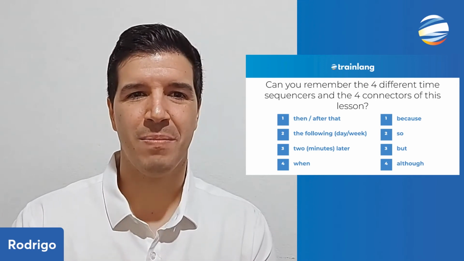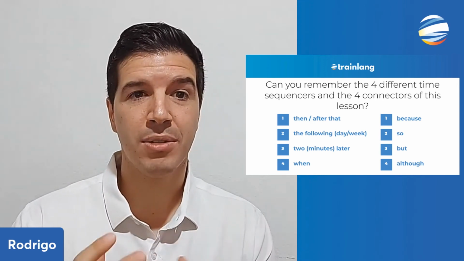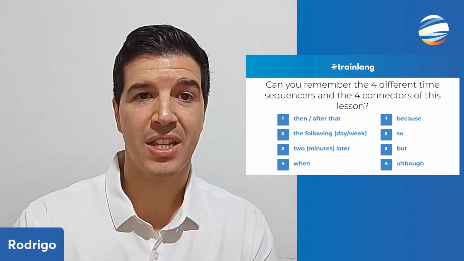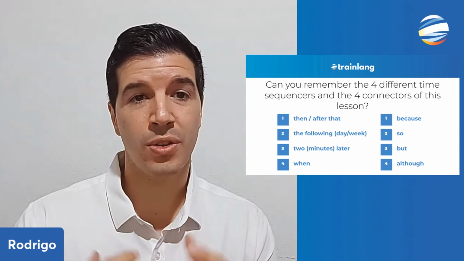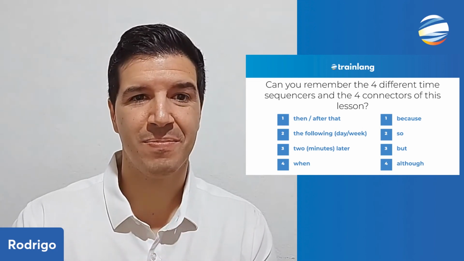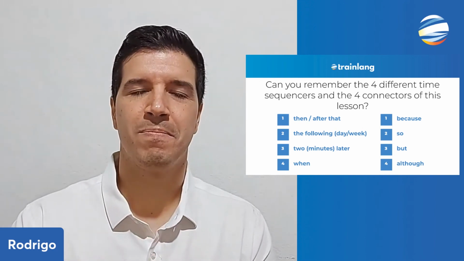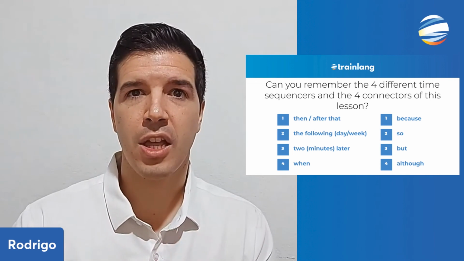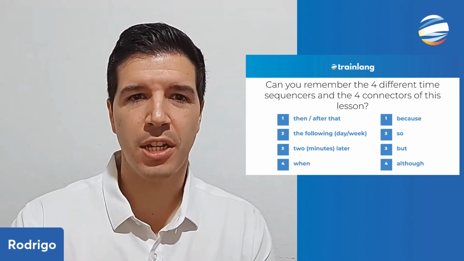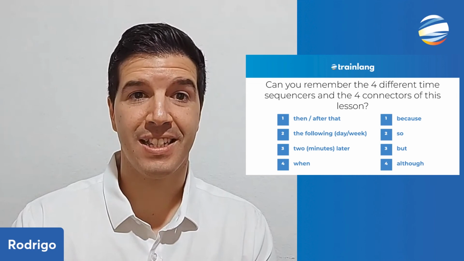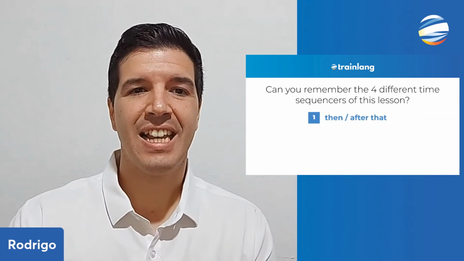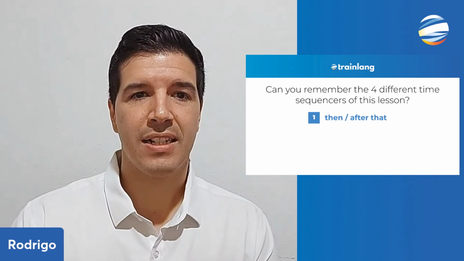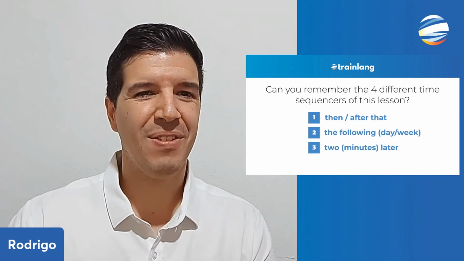Well, here we have them. The 4 time sequencers: then or after that, the following day, week, month, 2 or 3 or 5 minutes later, and when. And the connectors: because, so, but, and although. Again, here we have them again.